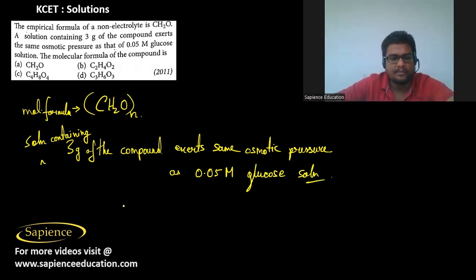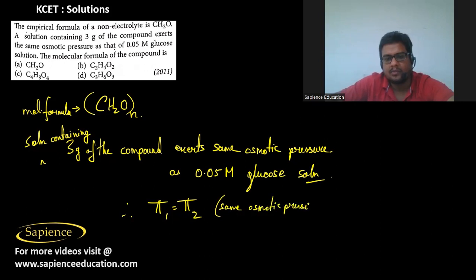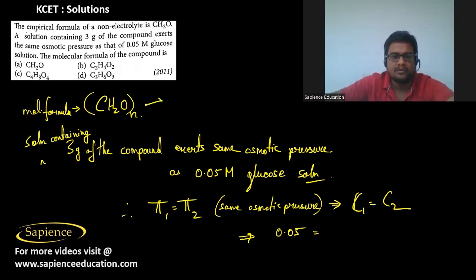So therefore it means pi 1 equals pi 2. It means their osmotic pressure is the same, so their molar concentration also should be the same. It means C1 should be equal to C2. So now the molar concentration of the glucose solution is 0.05, and that should be equal to the molar concentration of the compound.